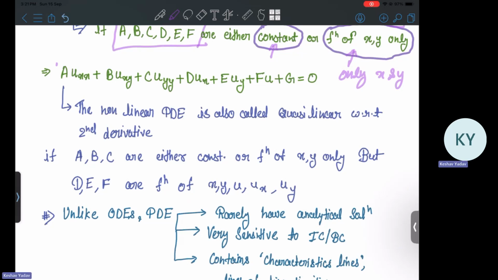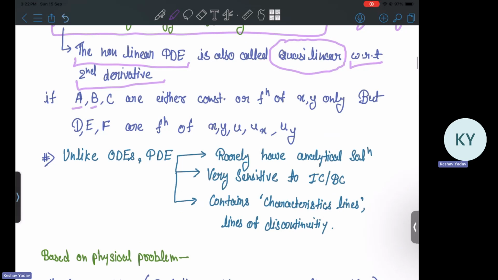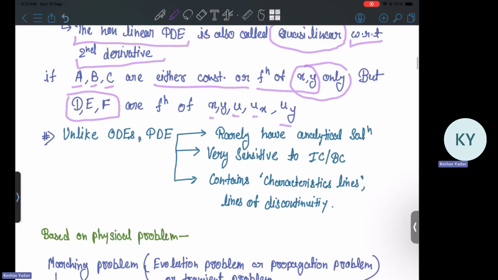So suppose this is my PDE in general form. If this is a non-linear PDE, then it can be termed a quasi-linear PDE with respect to the second order derivatives if A, B, and C are either constants or functions of x and y only. But D, E, F are functions of x, y, and u, ux, uy also. Then we will call it quasi-linear.